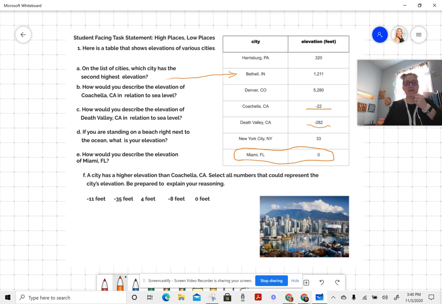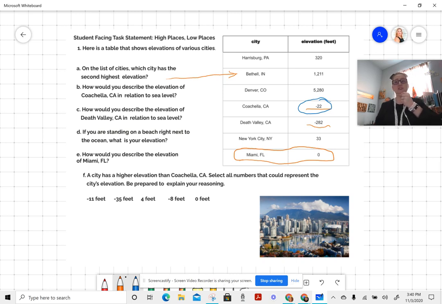F, a city has a higher elevation, so it's more than Coachella, California. Select all the numbers that could represent the city's elevation. Be prepared to explain your reasoning. So it's higher than Coachella. So Coachella, I'm going to change colors really quick, is negative 22. So if I'm thinking about my number line or even a thermometer, it's anything to the right of that.